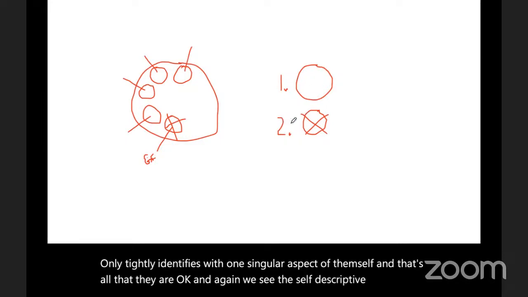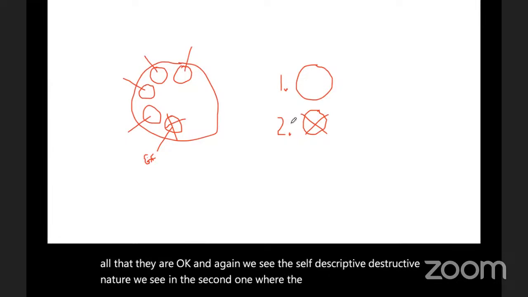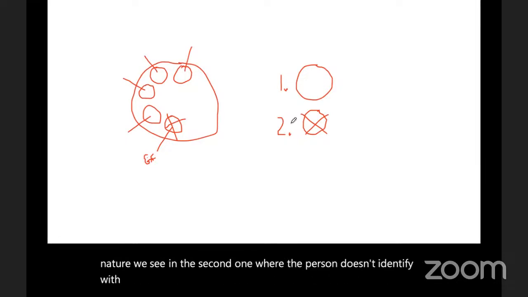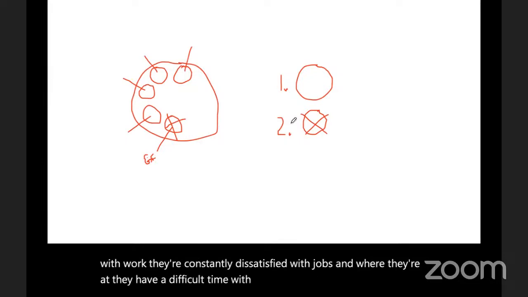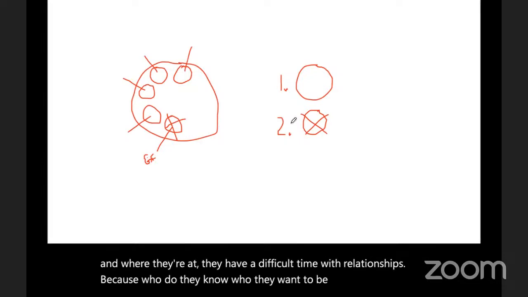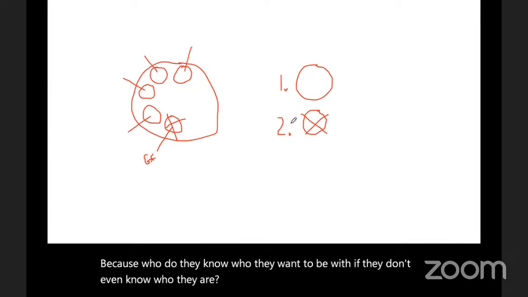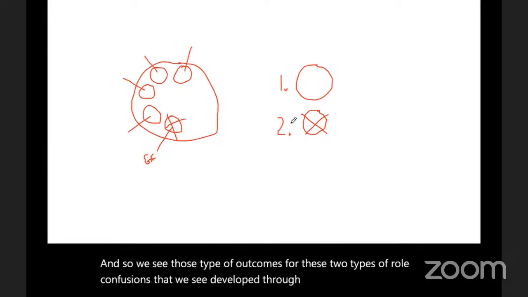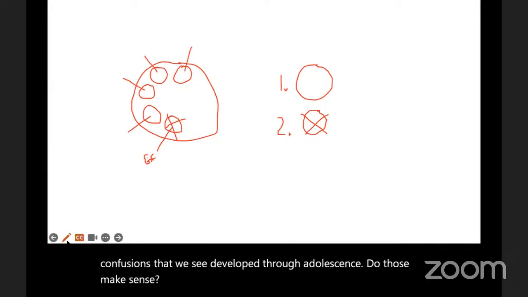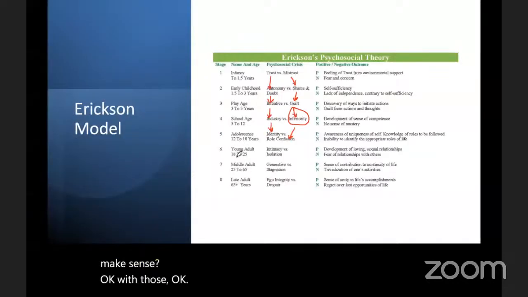We see in the second one, where the person doesn't identify with anything, that they tend to have a lot of turnover rates with work. They're constantly dissatisfied with jobs and where they're at. They have a difficult time with relationships, because who do they know they want to be with if they don't even know who they are? And so we see those types of outcomes for these two types of role confusion that we see develop through adolescence. Do those make sense? Okay. All right.